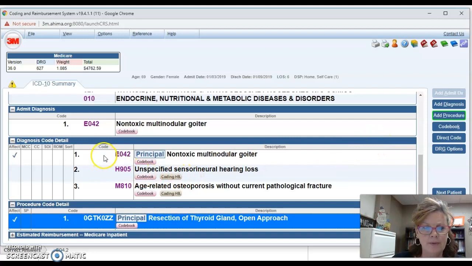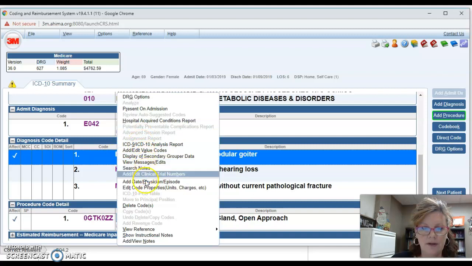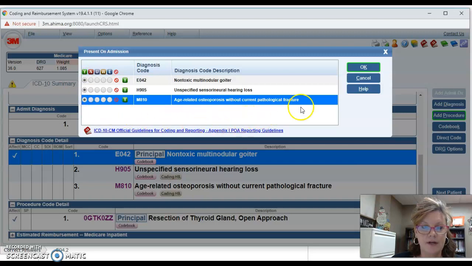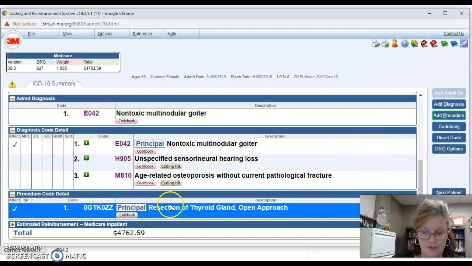And one thing I do like about 3M, if I right click, okay, I can add my POAs. And with these, yes, these all were present on admission. None of them are exempt. So I'm going to put yes, yes, yes to all of them. So now I have my present on admission.